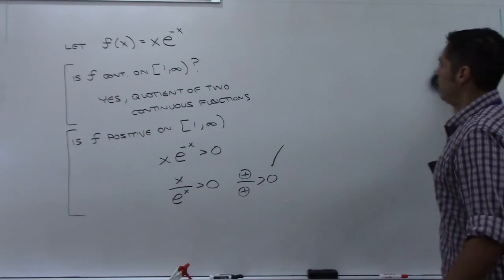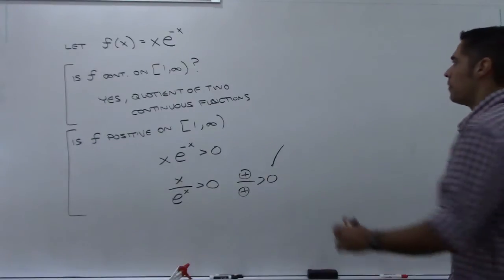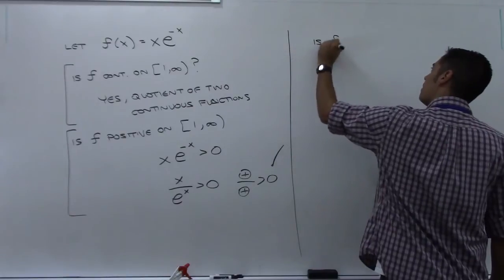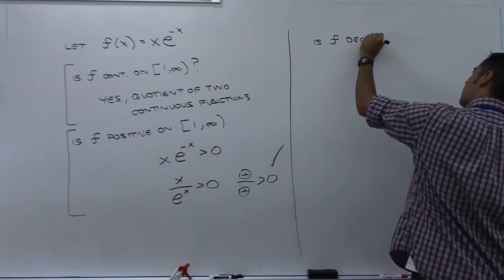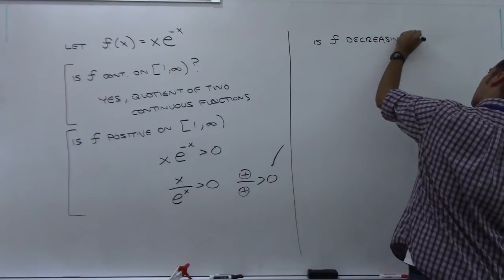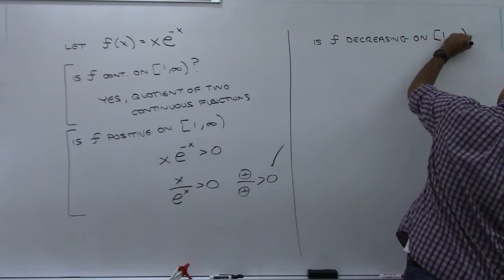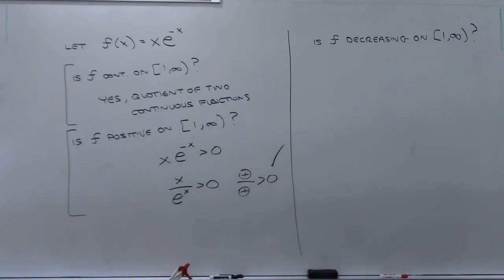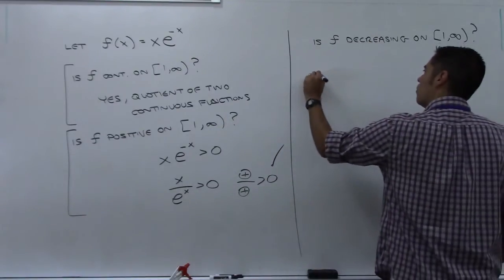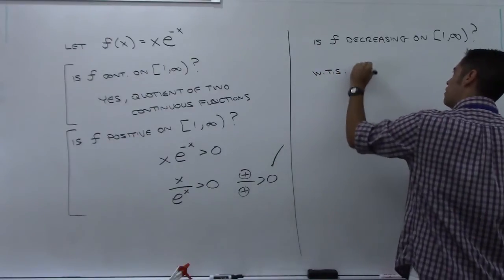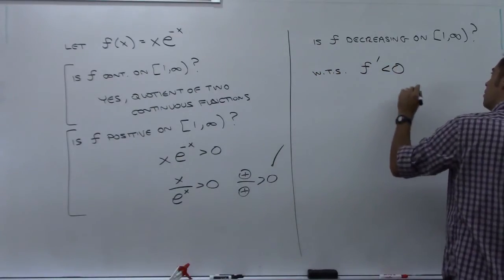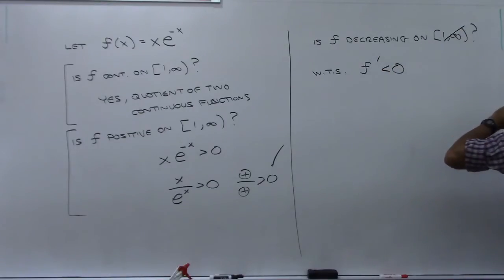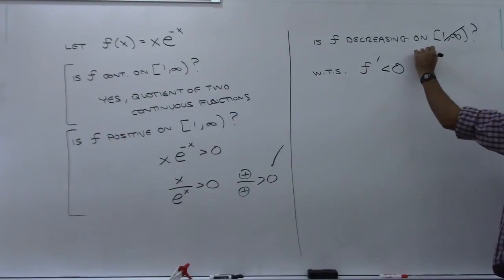Now, is it decreasing? Is f decreasing on 1 to infinity? I forgot my question mark here. Well, to show it's decreasing, I'm going to want to show that the derivative of f is less than 0. Actually, this decreasing, it doesn't necessarily have to be decreasing the whole time. It's just eventually has to.